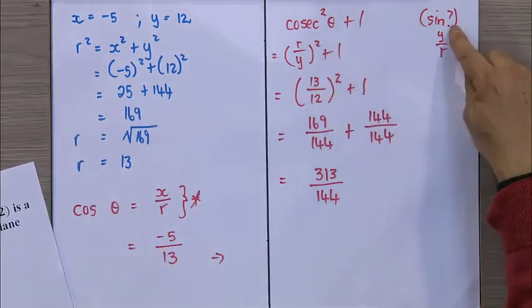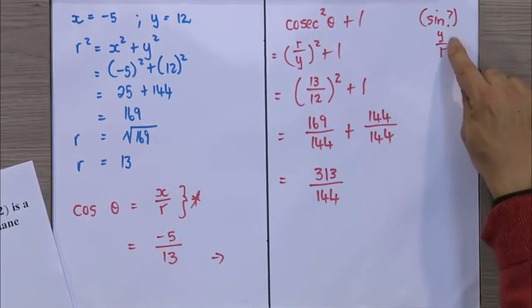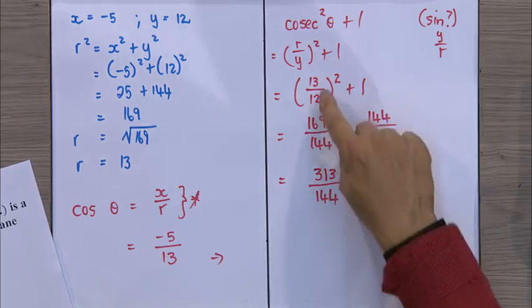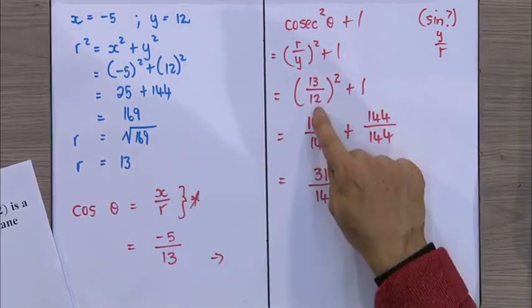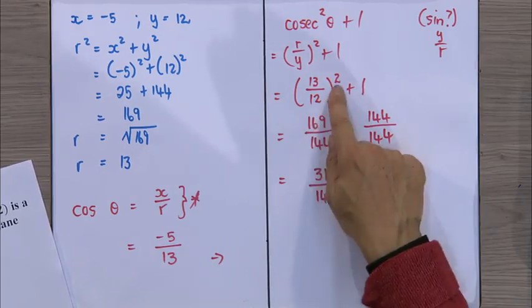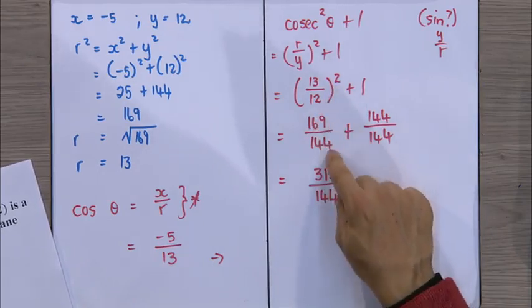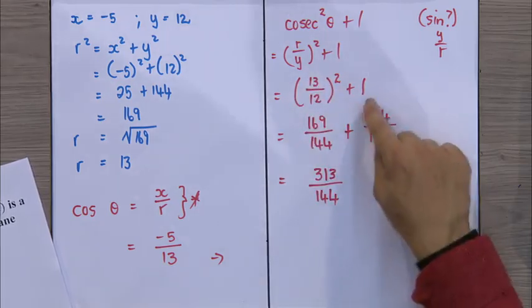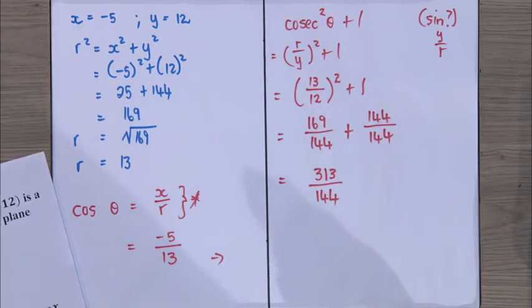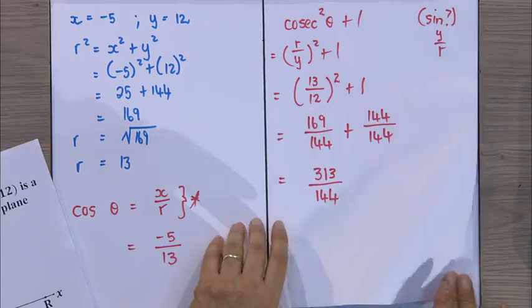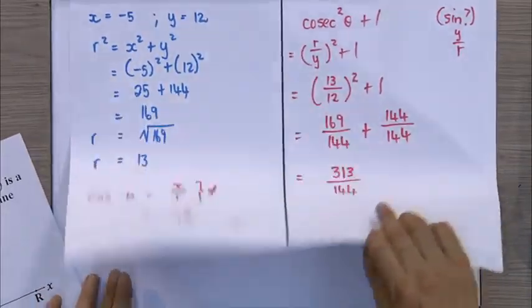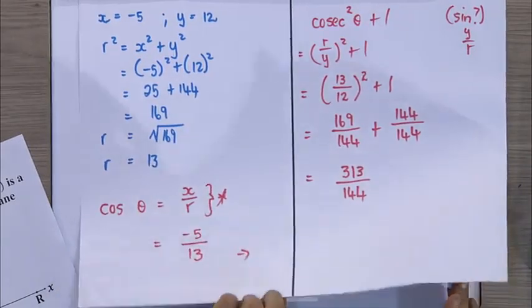And in your second sum, cosec is the reciprocal of sine. So if sine is y over r, cosec is r over y. What is r? 13. What is y? 12. We have to square that. 169 over 144. Remember, you can use your calculator here, right? We add 1 to that, and it gives me 313 over 144, right?